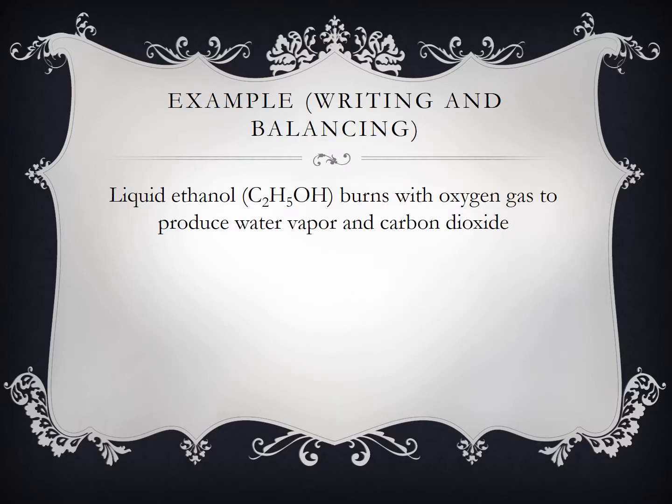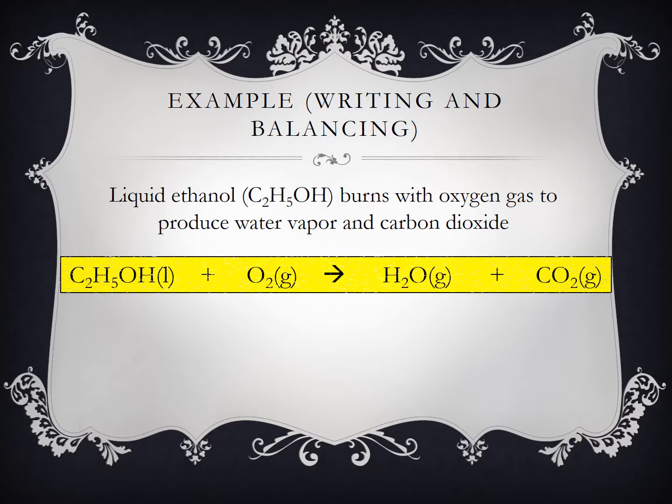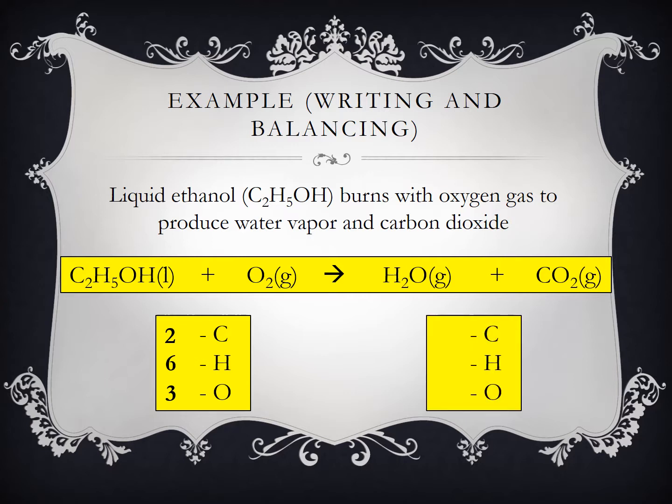So we got liquid ethanol, C2H5OH, burns with oxygen to make a combustion reaction, and you make water and CO2. So how many carbons do we have? We have 2, we have 6 hydrogens, 5 plus 1, and we have 3 oxygens on the left-hand side. And on the right-hand side, you have 1 carbon, 2 hydrogens, and 3 oxygens. Gotta be careful with oxygen, it's in everything. So that's going to be the hardest one to balance. So you always leave that to the end, even though it's balanced right now.